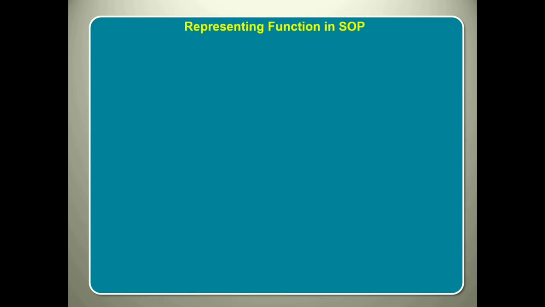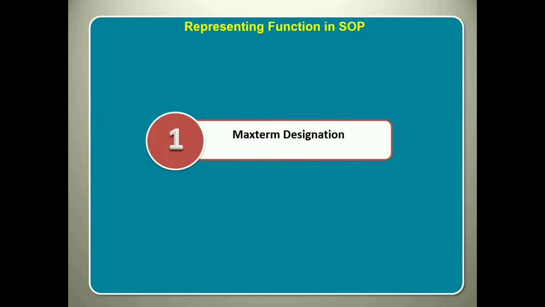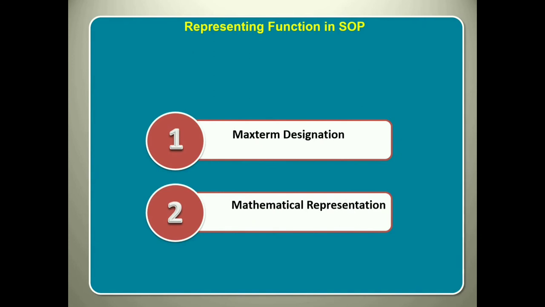Function in POS form can also be represented in maxterm designation and mathematical representation. From the previous example, if a maxterm is denoted in short notation, we can express the function as M0 dot M2 dot M3 dot M5. This is known as maxterm designation. The same function can also be expressed in a mathematical way as shown on the screen.